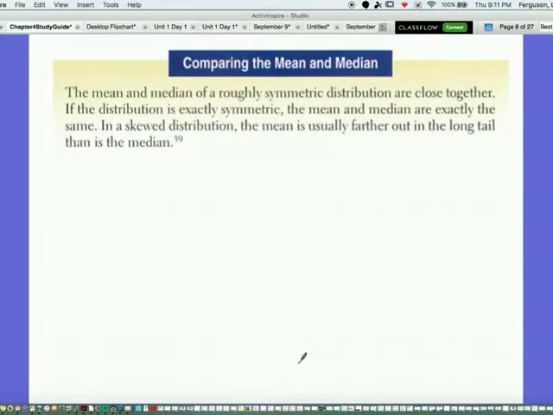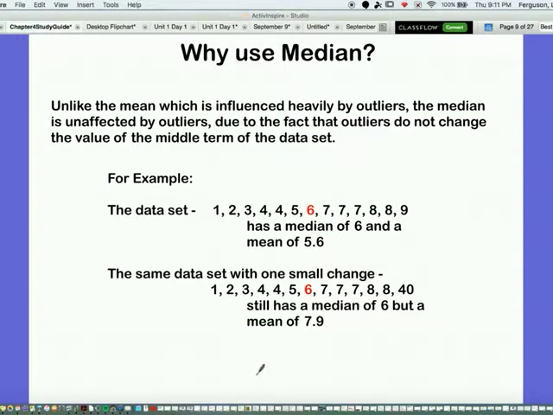Comparing the mean and the median. The mean and the median of a roughly symmetric distribution are close together. If the distribution is exactly symmetric, the mean and the median are exactly the same. In a skewed distribution, the mean is usually farther out in the long tail than is the median. So why would we use the median? Unlike the mean, which is influenced heavily by outliers, the median is unaffected by outliers due to the fact that outliers do not change the value of the middle term in the data set.